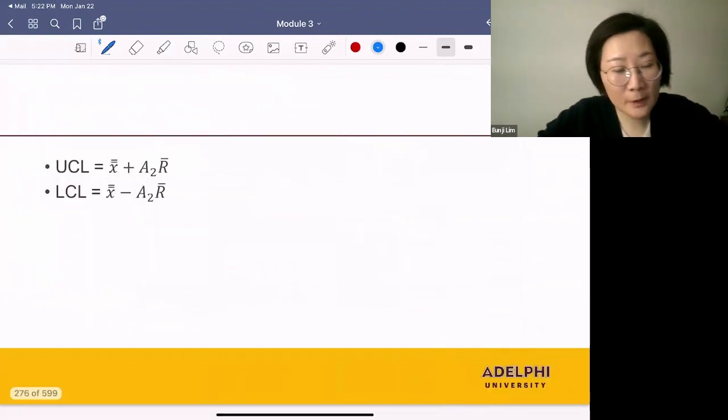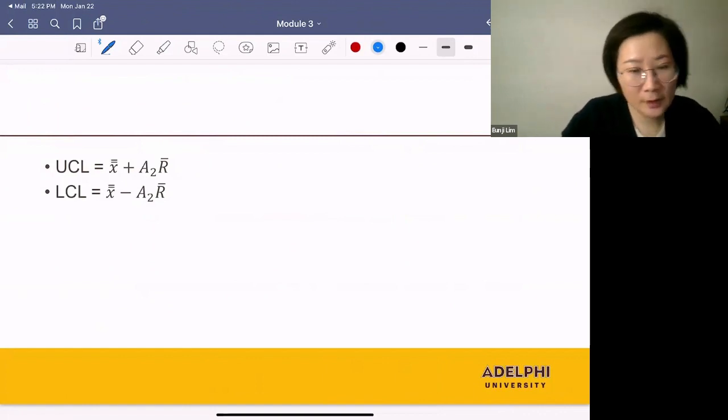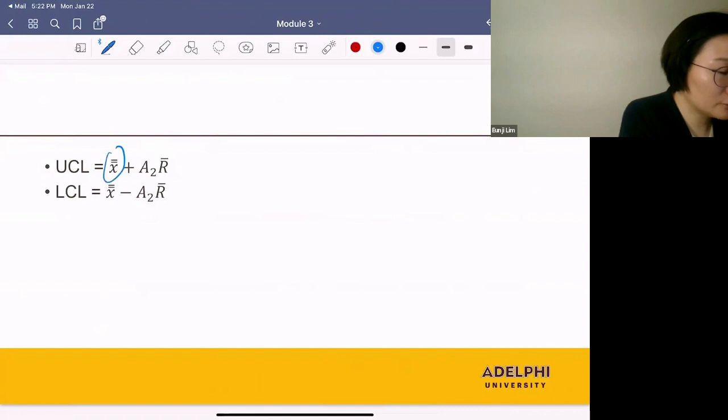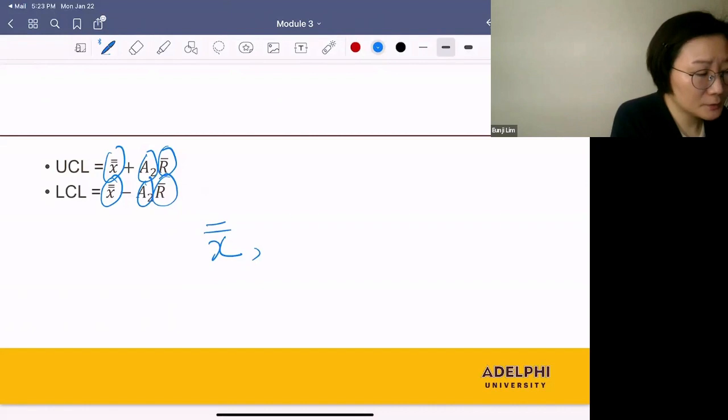So to compute them, we're going to use these formulas. The upper control limit is X double bar plus A2 times R bar. The lower control limit is X double bar minus A2 times R bar. So how can we compute these numbers? X double bar, A2, and R bar.